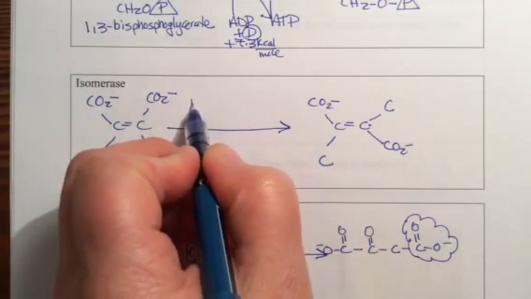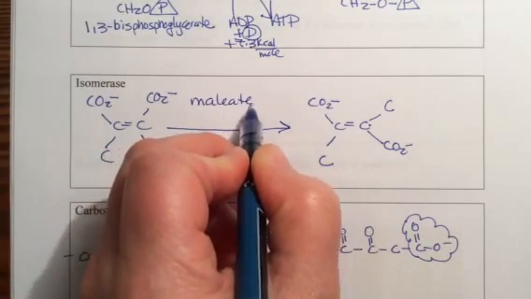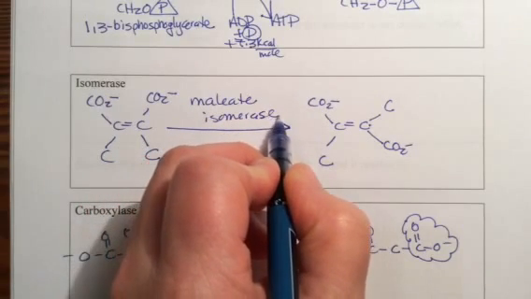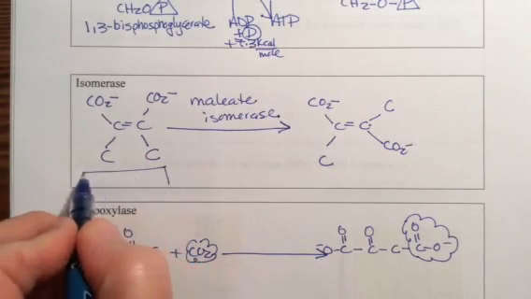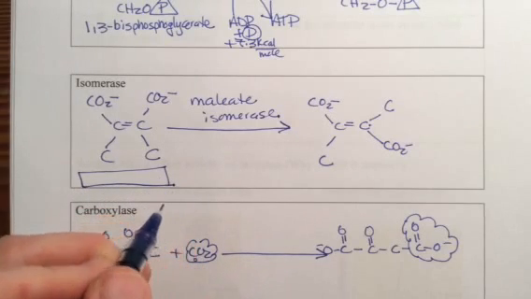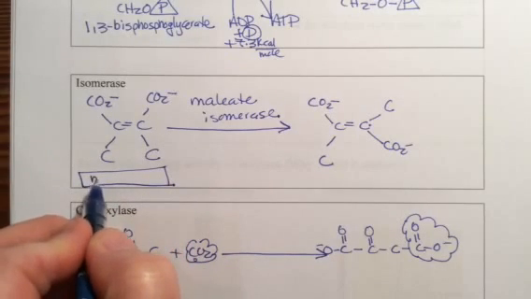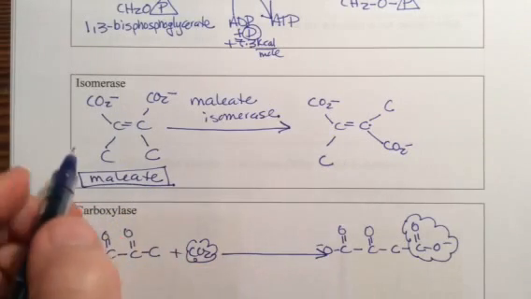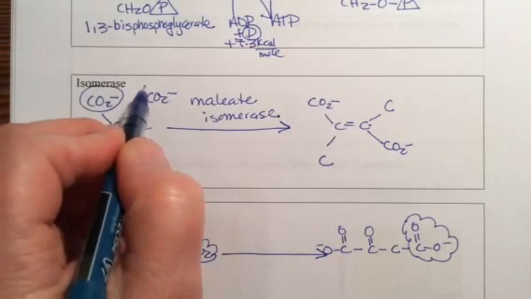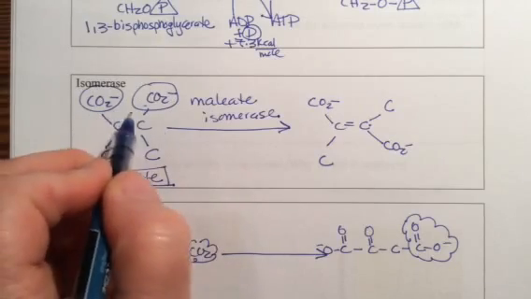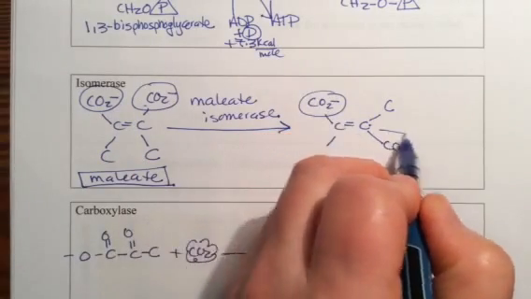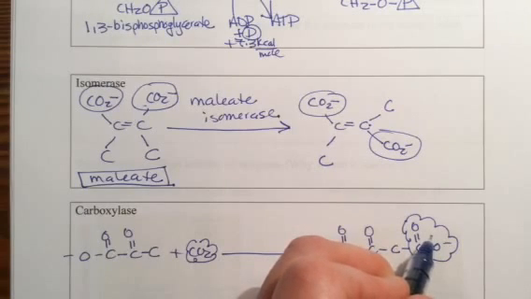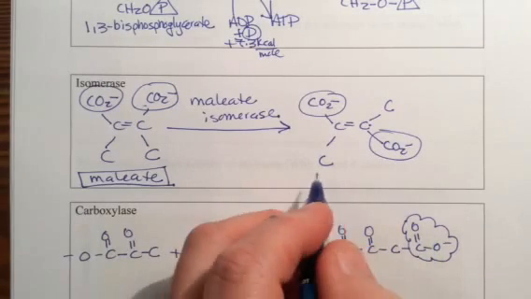This reaction needs an enzyme called maleate isomerase. So if I asked you what is the name of this molecule here, it wouldn't take a leap of faith to say that this is maleate. Now the other thing we want to notice here is that this molecule is cis, whereas this molecule is trans. So it makes sense that we would need an isomerase for this.